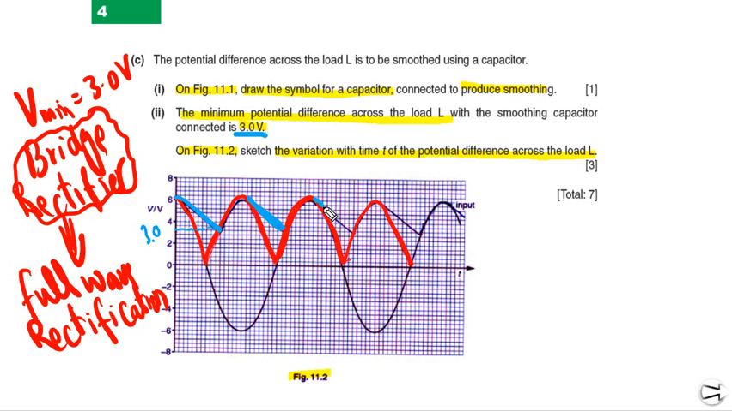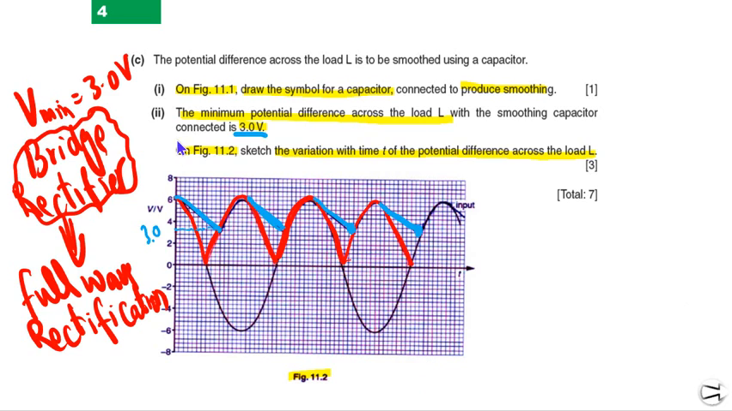Again, you can see here the current will decrease, so the potential difference actually decreases, and this is 3.0. Again, at this point you can see the potential difference here is 3.0. So this is how we need to draw this one. I hope it is clear to you.